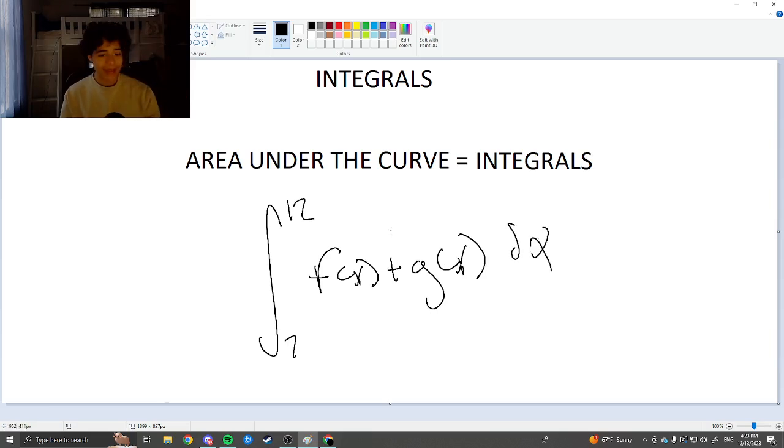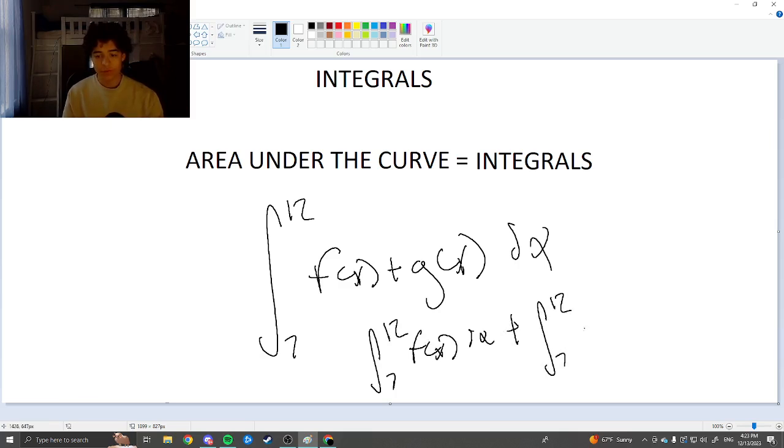What do you do here? Do you add the two functions together first and then do it? No, you don't. This is the same exact thing as the integral from 7 to 12 of f of x plus the integral from 7 to 12 of g of x. So you're going to want to integrate them both separately and then add them together.